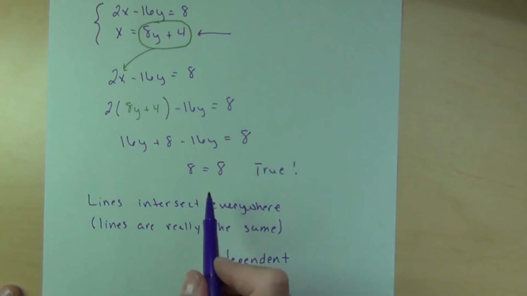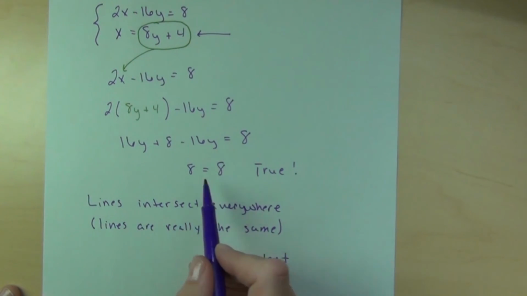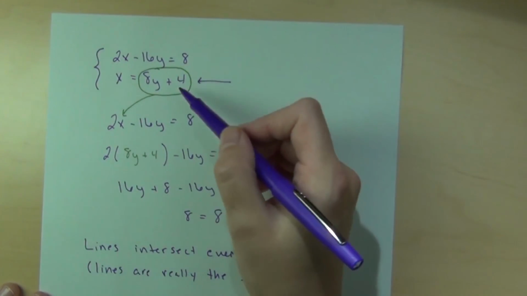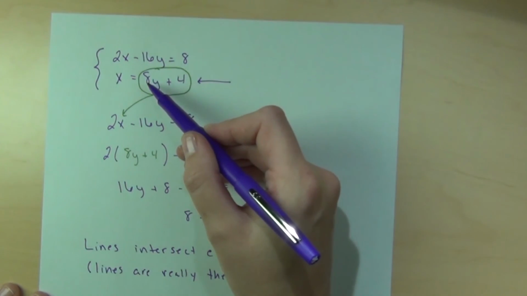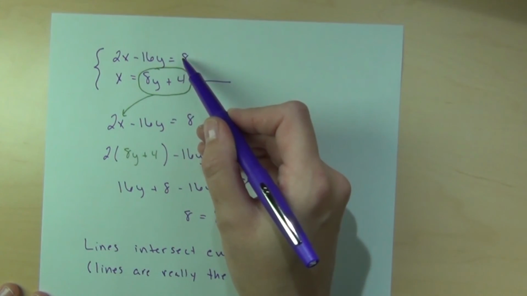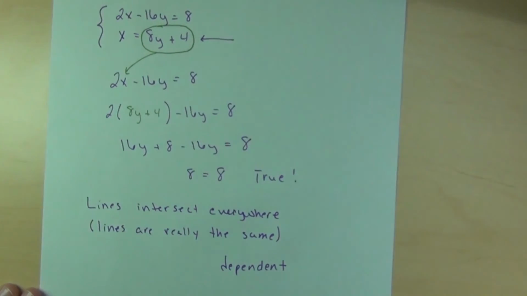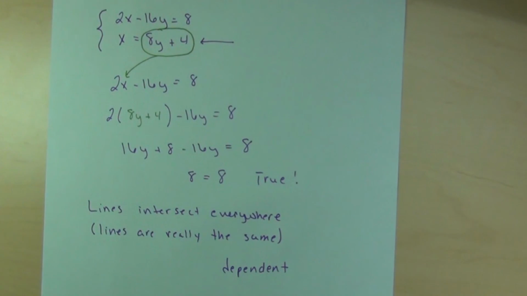And if you wanted to check that your answer was correct, that these indeed are the same line, if you just go up here and look, this one is already solved for x, so if you solve this one for x and reduce everything down, you will also get x equals 8y plus 4, and that will tell you that they are indeed the same line.